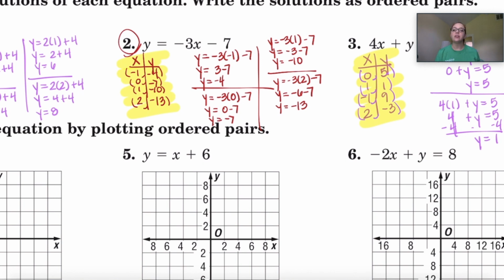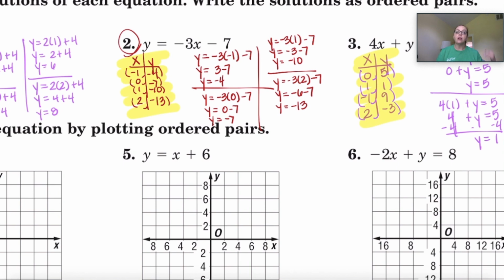All right, so here's the solution to number 2. I noticed that I went ahead and put my ordered pairs in parentheses, and they are separated by a comma. So some of the solutions are (1, -4), (0, -7), (1, -10), and (2, -13). Those are not the only solutions to this particular equation, because remember, I could have substituted any value I wanted to in place of x. These are just the 4 values that I chose to substitute.